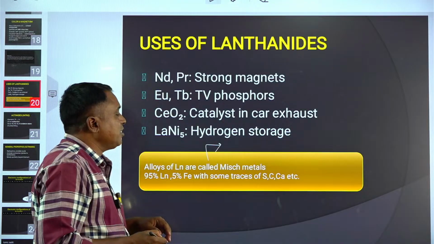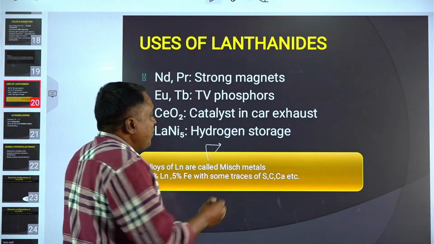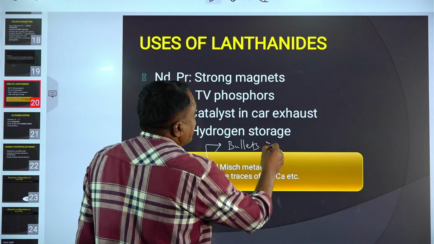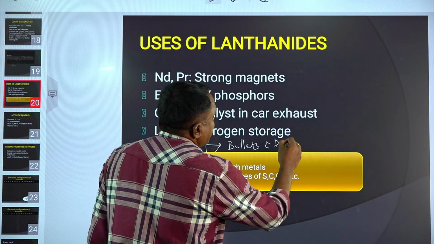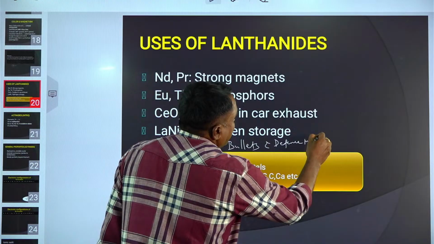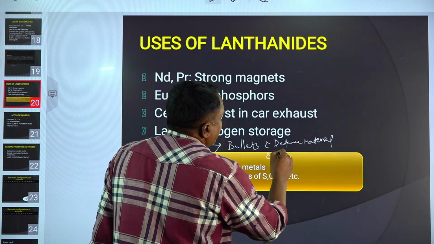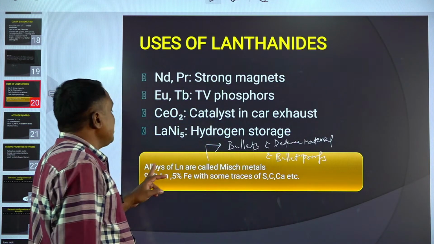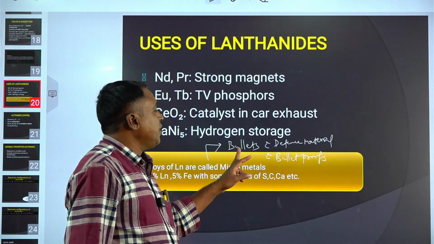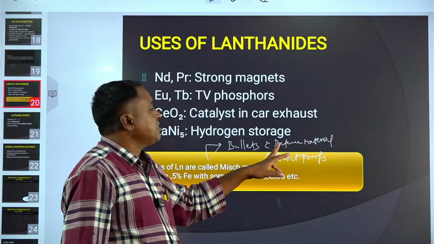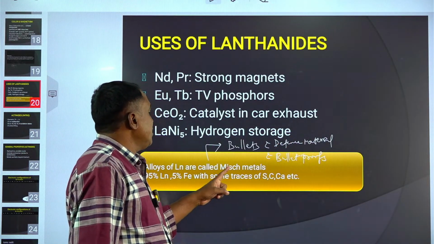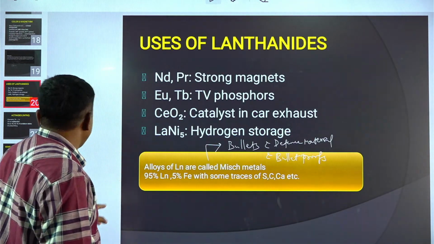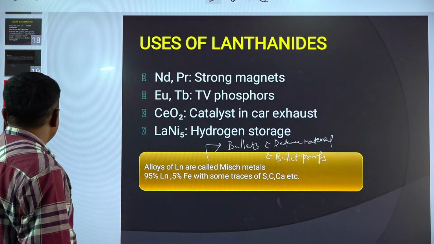Using mish metals we can manufacture bullets, as well as defense materials and bulletproof materials. So these are the important uses of the actinides.